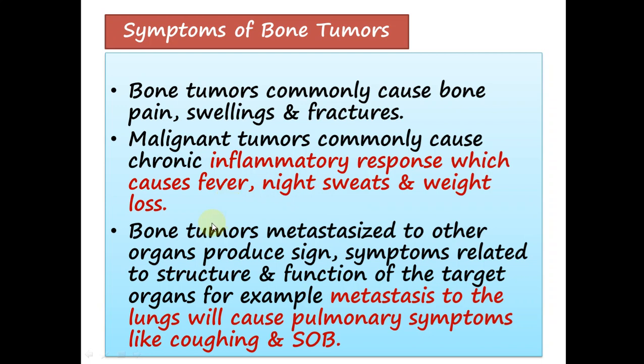Additionally, if the bone tumors metastasize to other organs, they may produce signs and symptoms which are related to the anatomical structure and function of that particular target organ. For example, the osteosarcoma, which commonly metastasizes to the lungs, will cause signs and symptoms associated with the pulmonary functions. For example, coughing and shortness of breath.